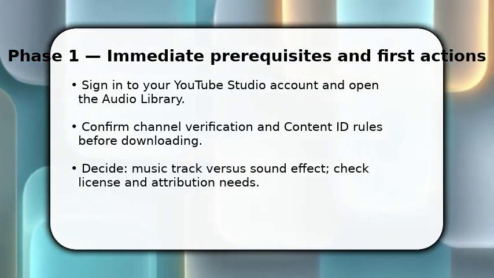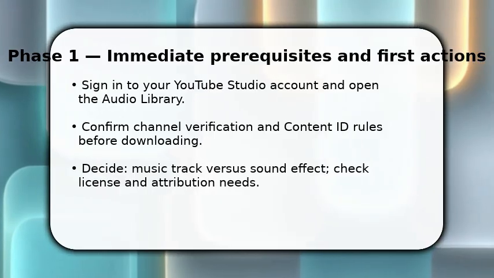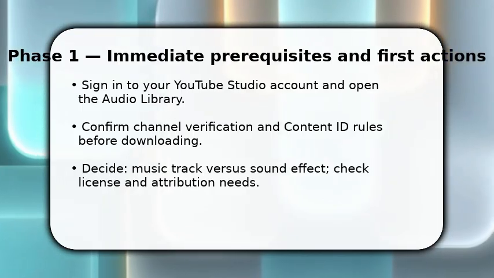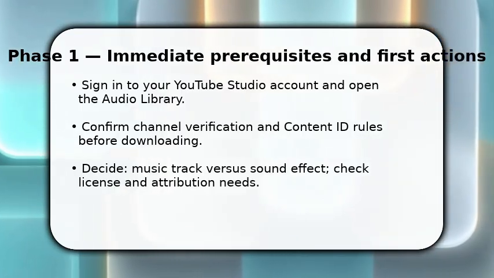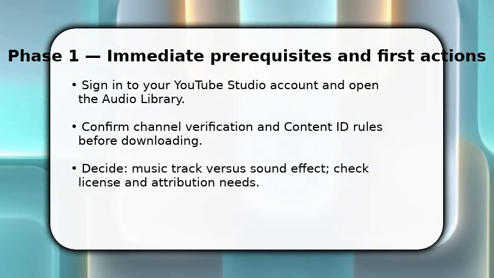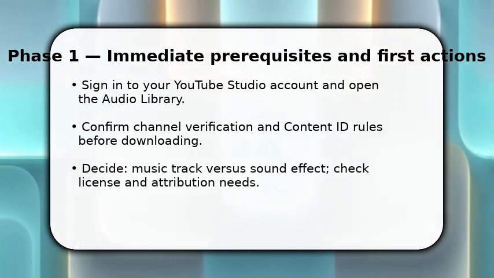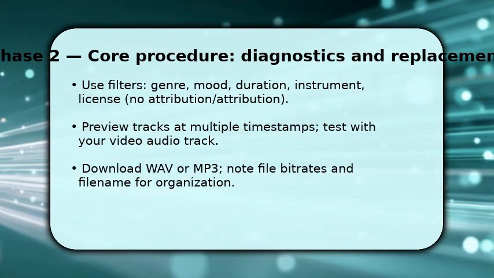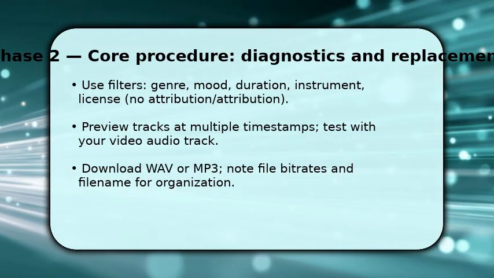Once done, immediately filter by genre, mood, duration, and attribution requirement so you only see usable options for your project. Now you refine choices. Apply filters for genre, mood, duration, and whether attribution is required. Preview each selection with your video in mind, listen at the start, middle, and end to catch clashes.